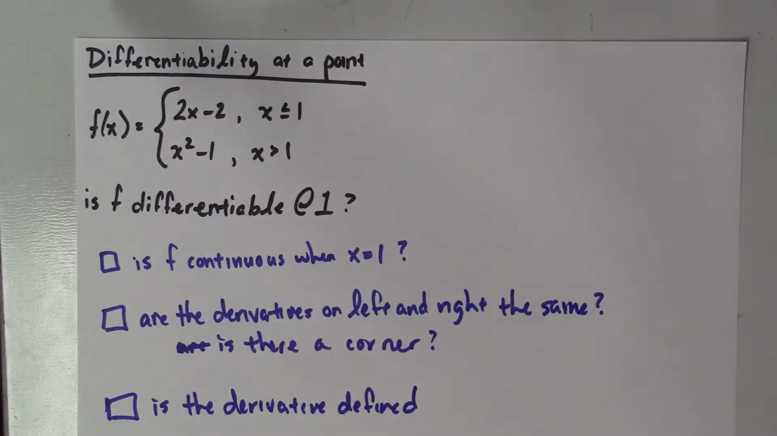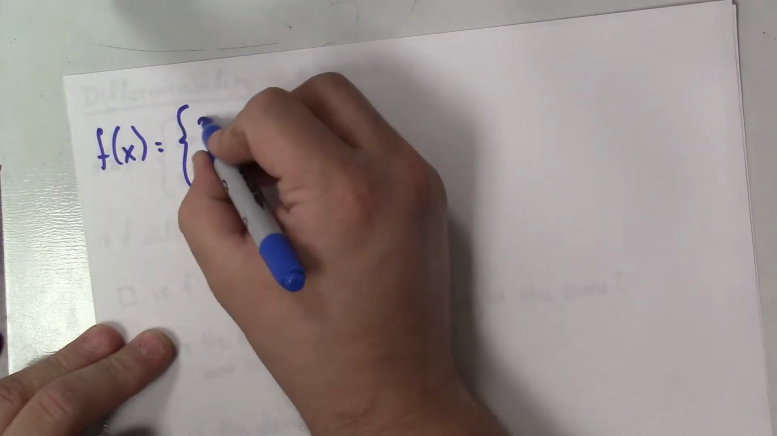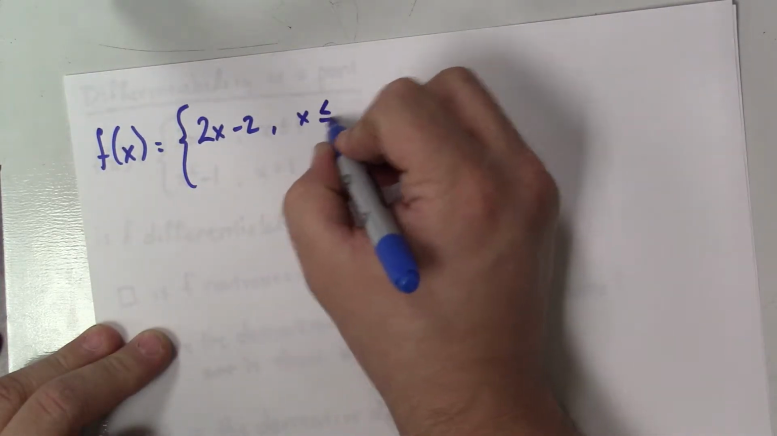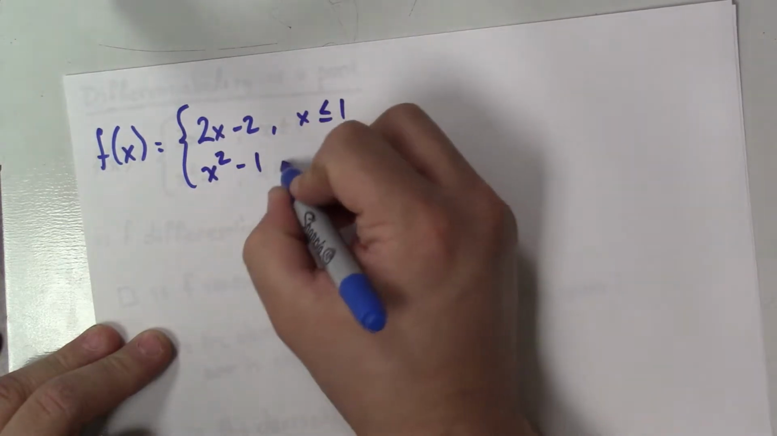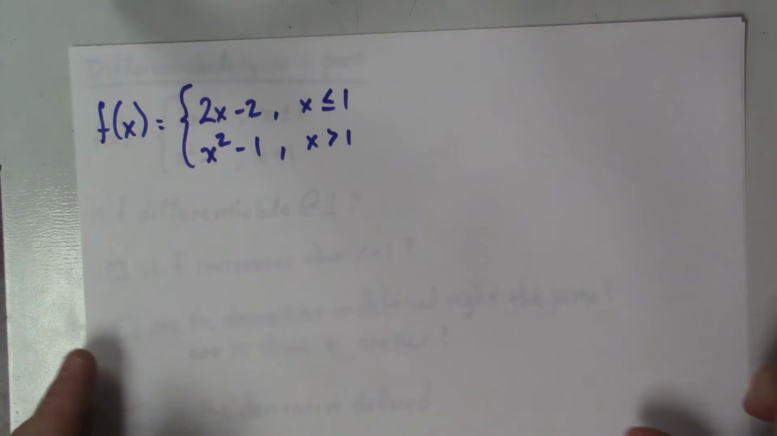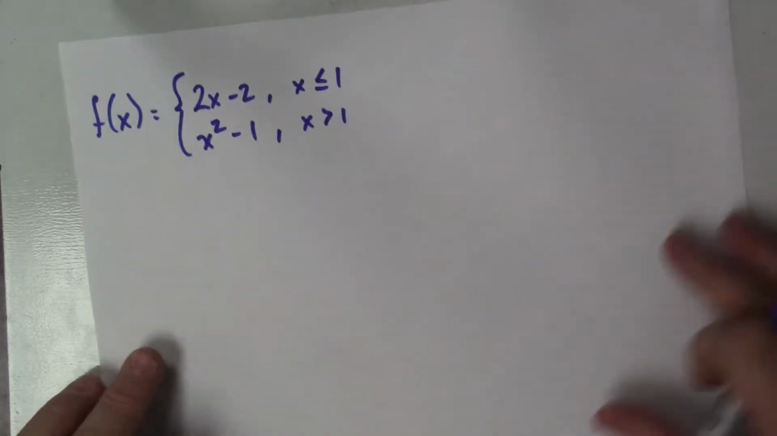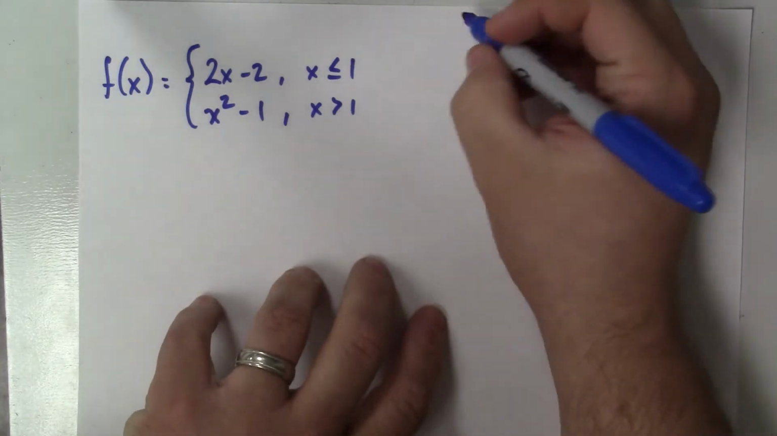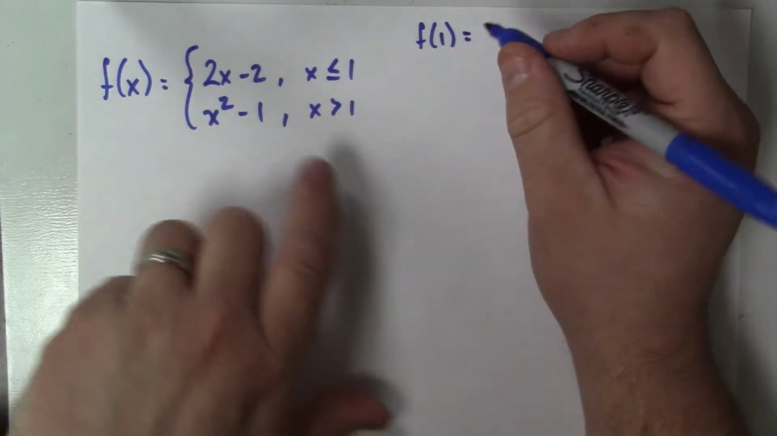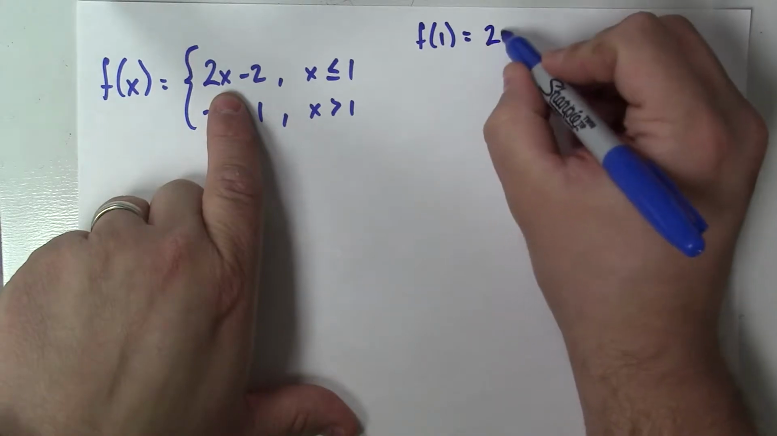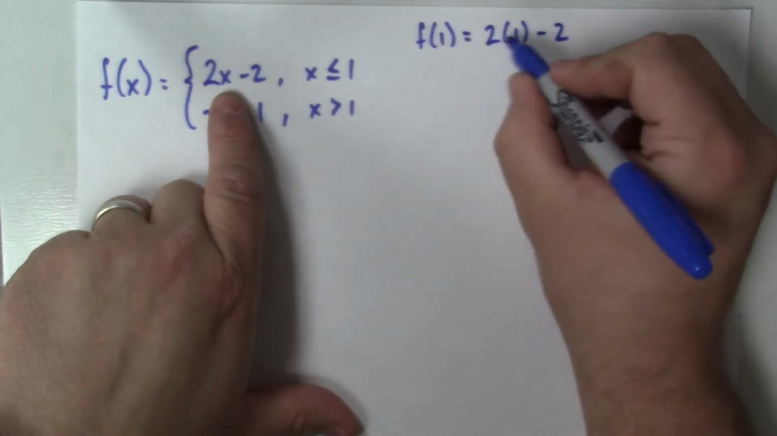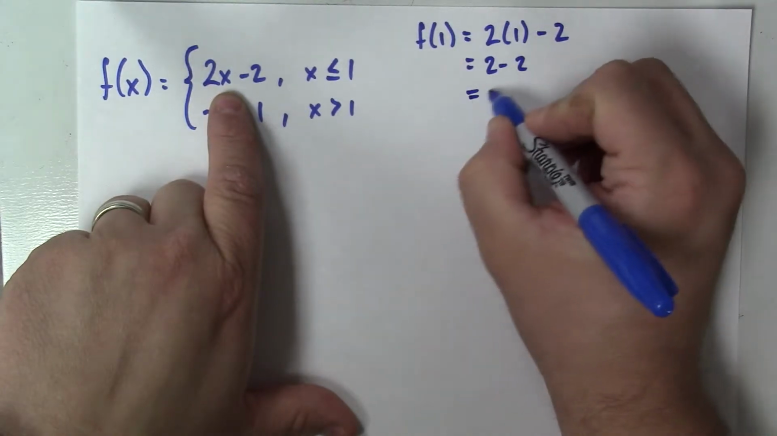Okay, so we're obviously going to have to go to another sheet of paper now that I have done this. So my first thing I need to do is check that the function is continuous. So I've got 2x minus 2 if x is less than or equal to 1, and x squared minus 1 if x is greater than 1. And what I'm going to do here is check all my stuff. Number one, f of 1 is 2 times 1 minus 2, which is 2 minus 2, or 0.